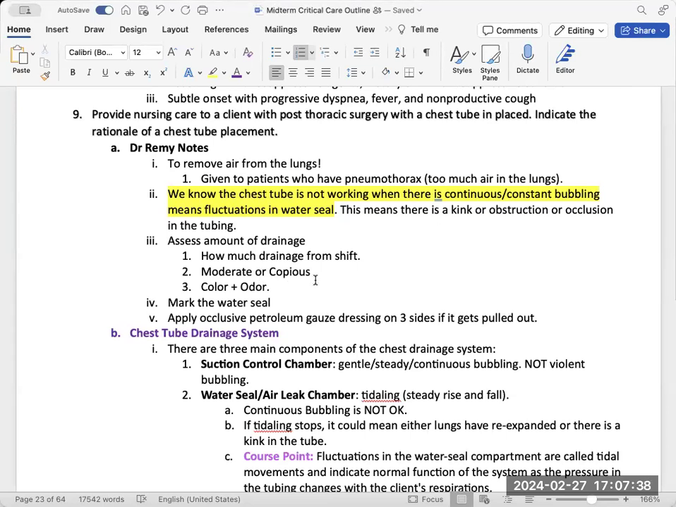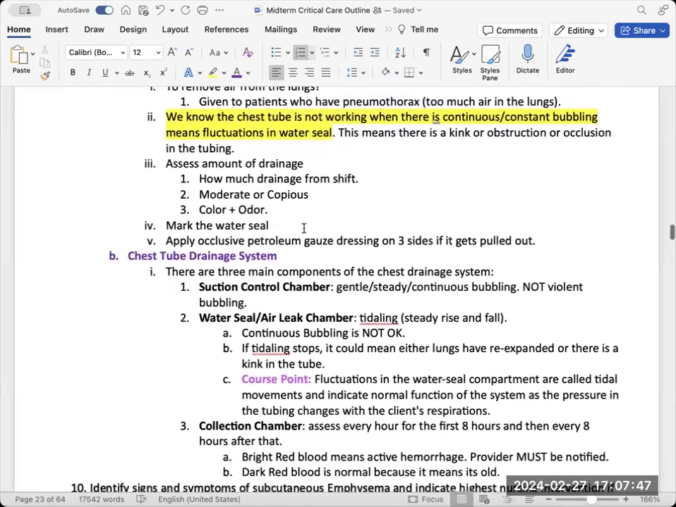I hope that makes sense. So moderate is not as severe as copious. Copious means a lot. Okay.